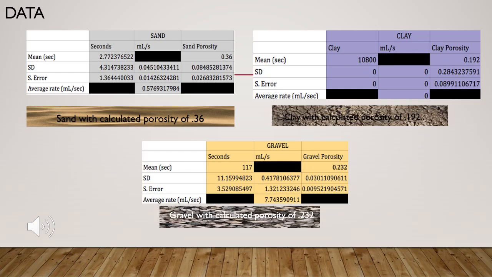As you can see on this table, we have an average flow rate of 0.576 for the sand and an average rate of 0 for clay. The water never passed through. And we also have an average rate of 7.74 milliliters per second for gravel.